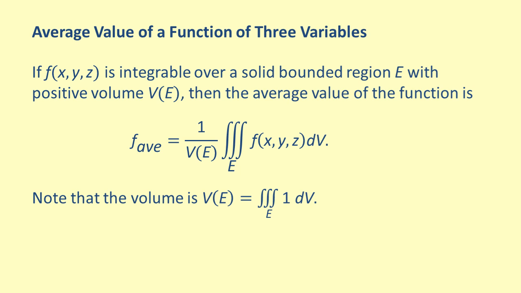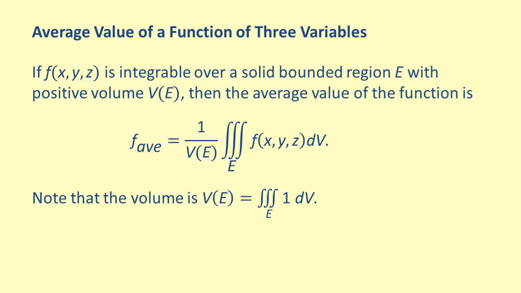In this video, we'll learn how to find the average value of a function of three variables. We have a theorem that tells us how to compute the volume. This theorem states that if we have a function of three variables that is integrable over a region, we can find the average value of the function by evaluating the triple integral of the function over the region E, and then multiplying this value by 1 over the volume.